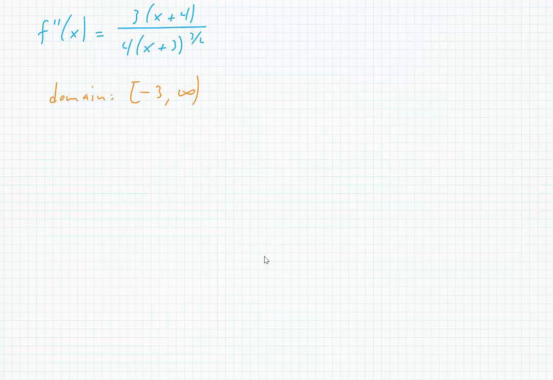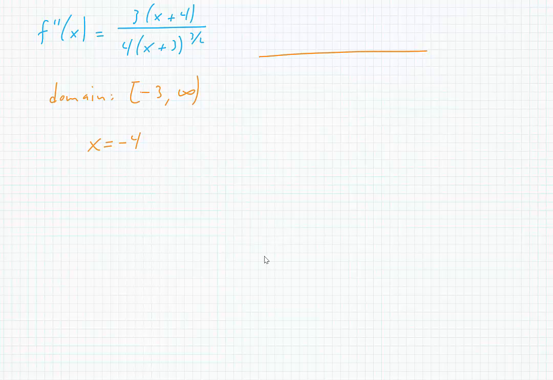So now let's take a look at where we get zeros of the second derivative and where it's undefined. It's going to be undefined exactly at negative 3. But that's a boundary of our domain. So we're already going to pick that up from the domain part of things. We don't really necessarily need to pick it up as a 0 of the denominator. We're also going to pick up x equal negative 4 as something to worry about.